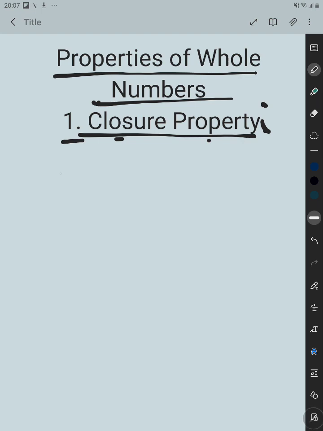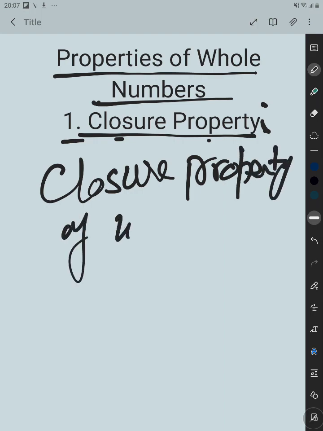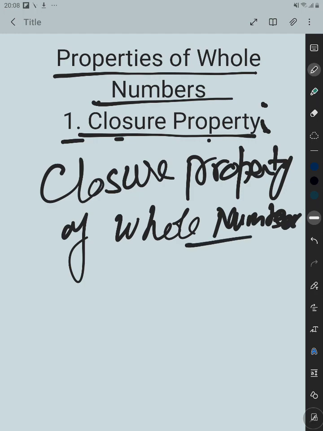We will study here the closure property of whole numbers. Actually, you need to concentrate here. Why do you need to concentrate? Because if this concept is clear, then you will be able to understand things in a clear manner. So what is the meaning of the closure property?